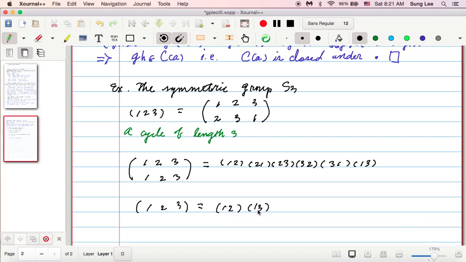And so here 2 is fixed. The 2 goes to 2, so 1 goes to 2. 2 goes to 3, so on the right, 2 goes to 1, 1 goes to 3, so 2 goes to 3. 3 goes to 1, here 3 goes to 3, 3 goes to 1. So 3 goes to 1. So these are the same thing, right? You can easily see.